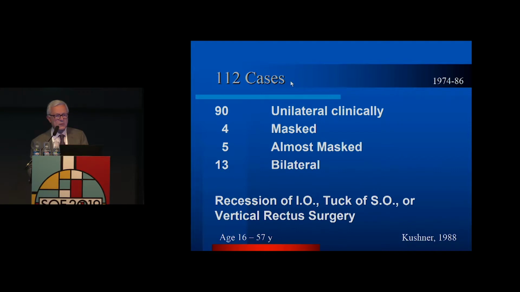He reviewed 112 cases, 90 were unilateral and stayed unilateral, 4 were masked, and 5 were almost masked, meaning that he caught them before he finally did the surgery. And 13 were bilateral. So he had 99 patients that were thought originally to be unilateral cases. And he did multiple procedures. He did recession of the inferior oblique, tucked the superior oblique or did vertical rectus surgery.